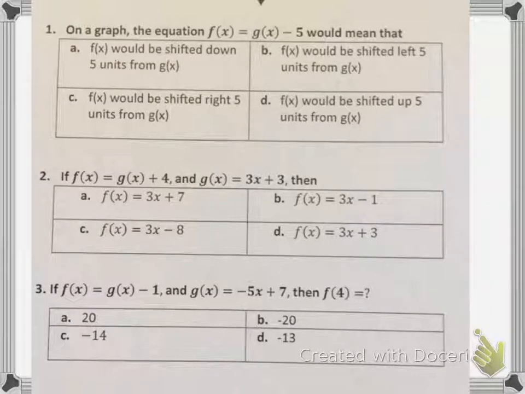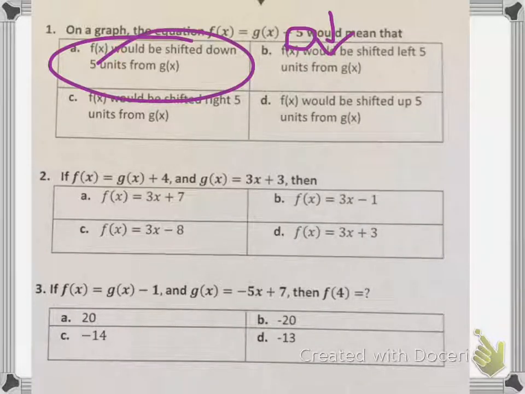It says on a graph, the equation of f of x equals g of x minus 5 would mean f of x should be shifted down 5 units from g of x. F of x would be shifted left 5 units from g of x. F of x should be shifted right 5 units from g of x, or f of x should be shifted up 5 units from g of x. Well, the minus 5 tells me I'm going down because these are vertical shifts when they're out behind like that. So I'm actually going down 5 units, so my answer here would be A.